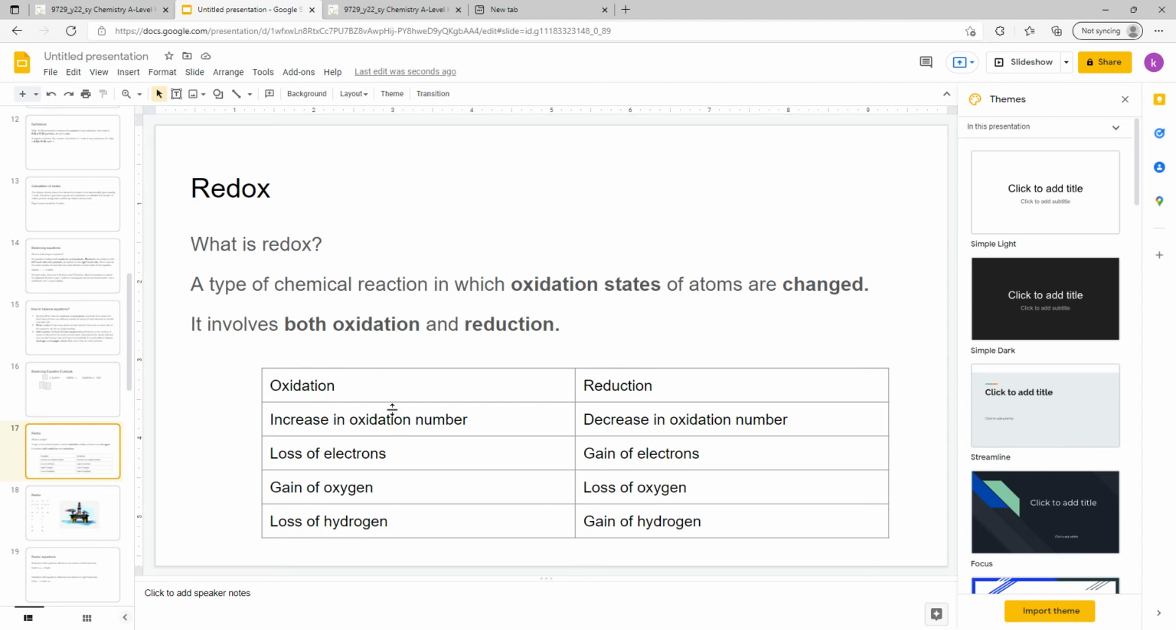Oxidation involves an increase in oxidation number, while reduction involves a decrease in oxidation number. Oxidation involves loss of electrons, while reduction involves gain of electrons. In oxidation, as the name implies, there can be gain of oxygen, while in reduction there is loss of oxygen. Or there can also be loss of hydrogen in oxidation, while in reduction there is gain of hydrogen. Hopefully these are more familiar to you now, if they weren't before.